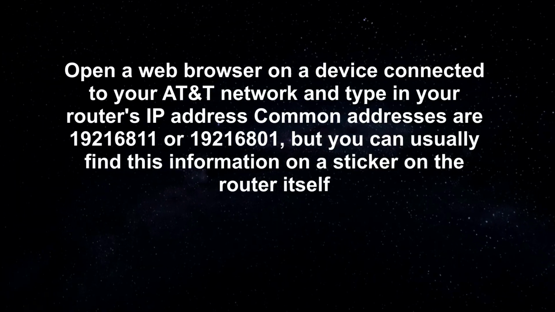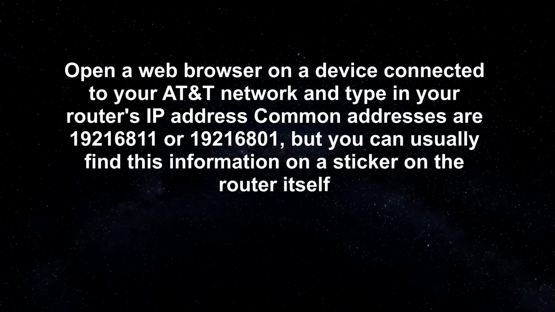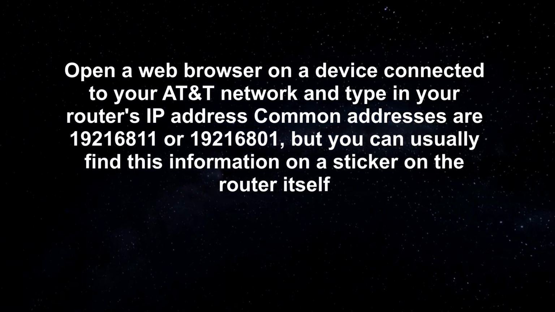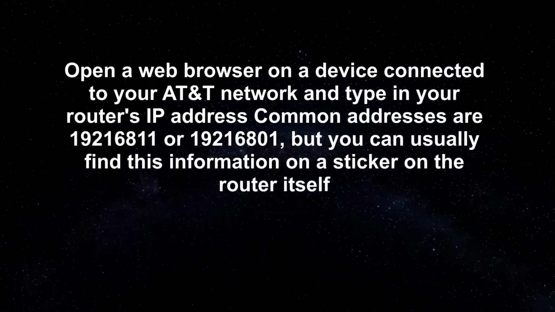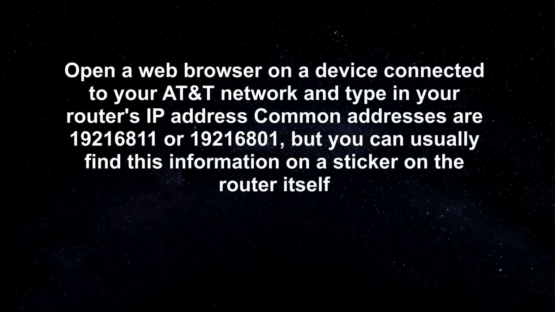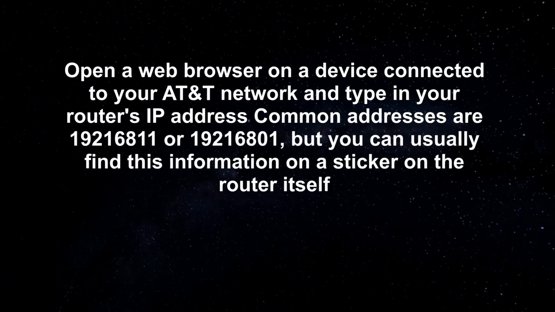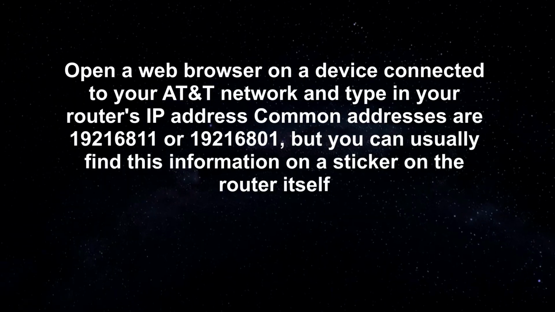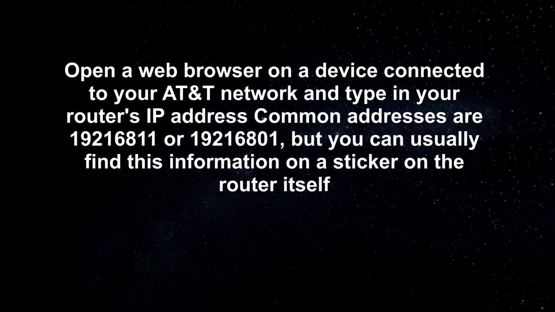Open a web browser on a device connected to your AT&T network and type in your router's IP address. Common addresses are 192.168.1.1 or 192.168.0.1. But you can usually find this information on a sticker on the router itself.